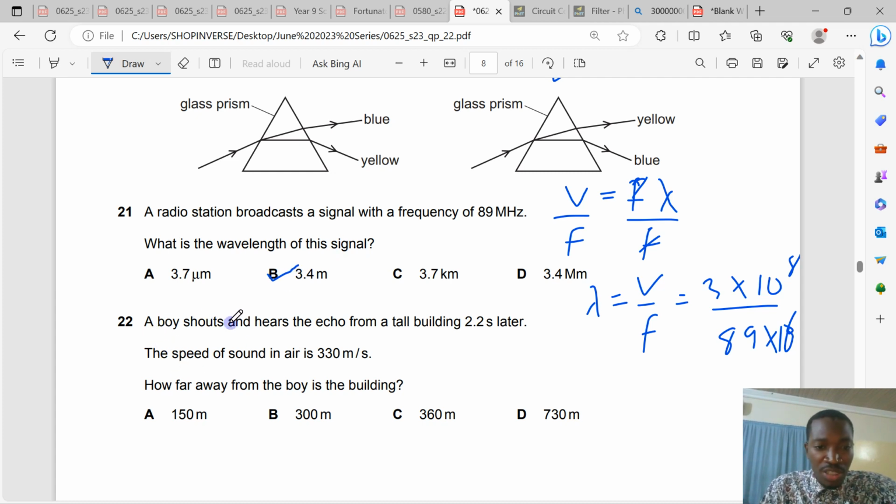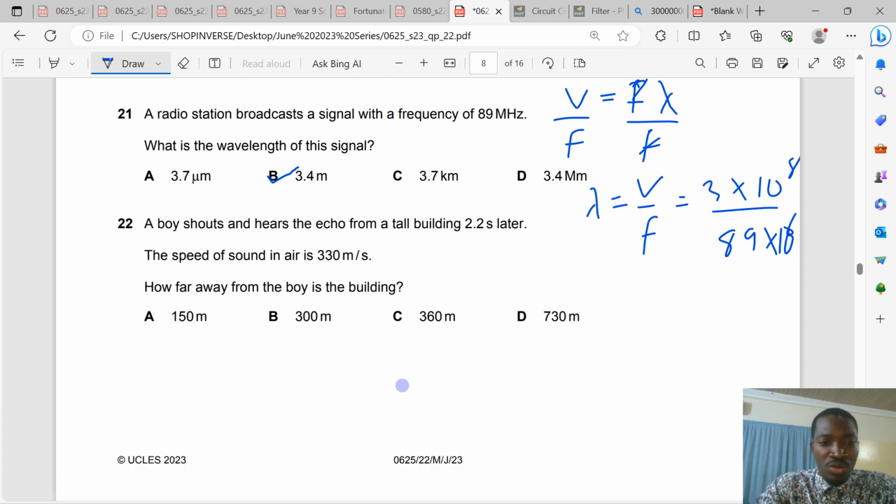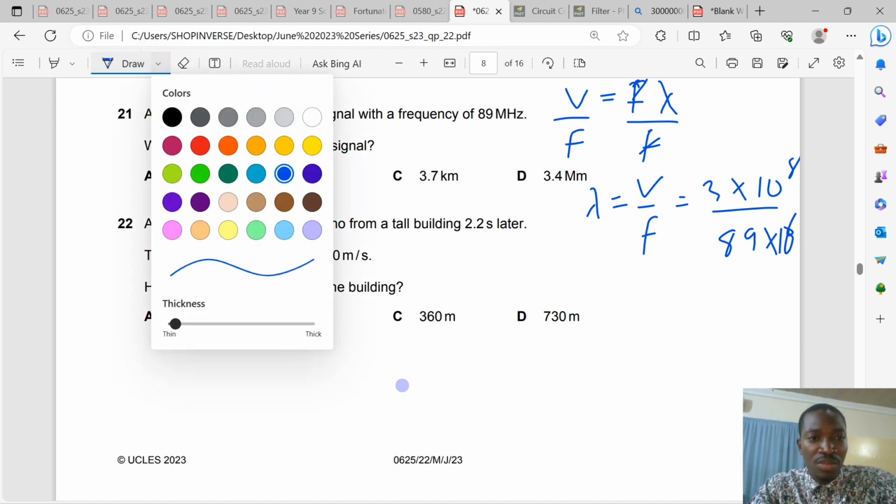Question 22. A boy shouts and hears the echo from a tall building 2.5 seconds later. The speed of sound in air is 330 meters per second. How far away from the boy is the building? When you are dealing with echo, you have a source of sound. Let's assume that the boy is the source of sound. I don't want these two diagrams to interfere with each other, so let's use color black in solving this question.